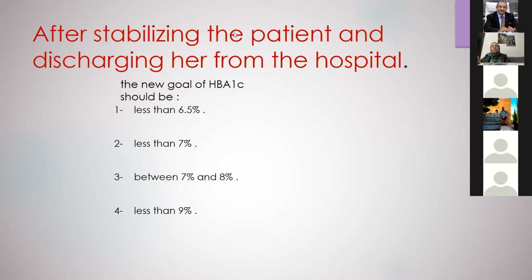After stabilizing the patient and discharging her from hospital, the new goal of hemoglobin A1C: less than 6.5, less than 7, between 7 and 8, less than 9. What do you think? Where should we make this patient reach in hemoglobin A1C? Which figure of these is suitable for our patient? Please put your answers in the chat box.